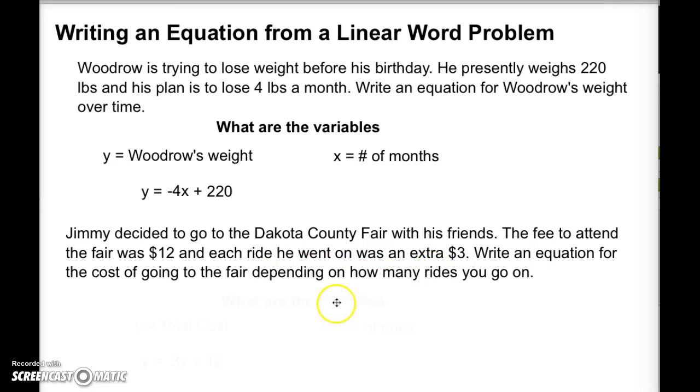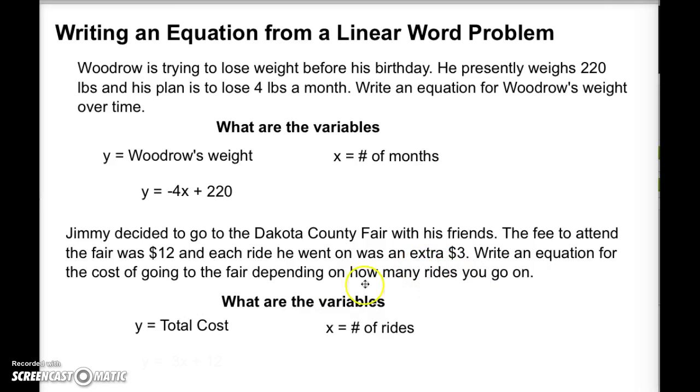So if I look at this problem, the first thing I have to do is ask myself what the variables are. And the last sentence again is going to give me the clue. Write an equation for the cost of going to the fair, depending on how many rides you go on. So the two variables are the cost of going to the fair and how many rides you're going to go on. I'm going to let y be the total cost. That's what I'm trying to find. And that's going to be changing depending on how many rides I'm going to go on.